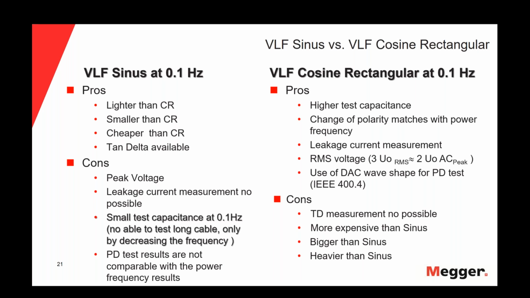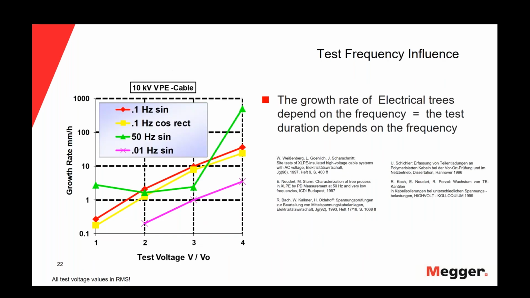The cons of the VLF sinus at 0.1 hertz is that we apply a peak voltage. The leakage current measurement is not possible, and we have a small test capacitance at 0.1 hertz. So we will not be able to test long cables at 0.1 hertz. Only by decreasing the frequency can we test longer cables with the VLF sinus wave shape. But if we decrease the frequency when we are doing a VLF sinus test, we need to keep in mind that the growth rate of the electrical trees will change.